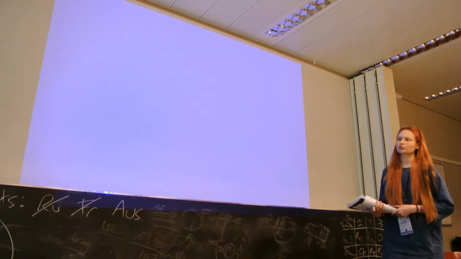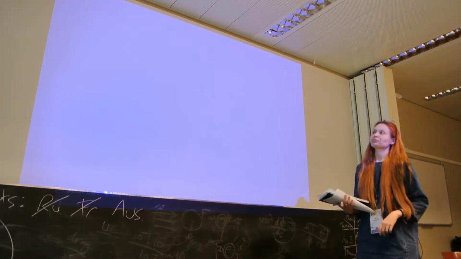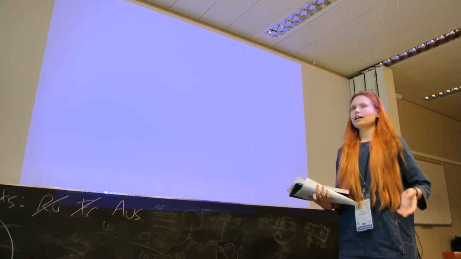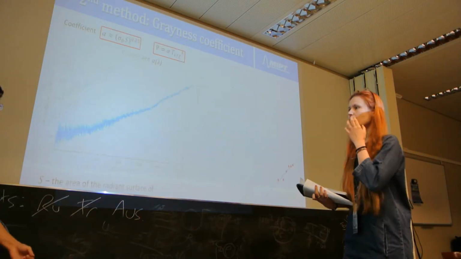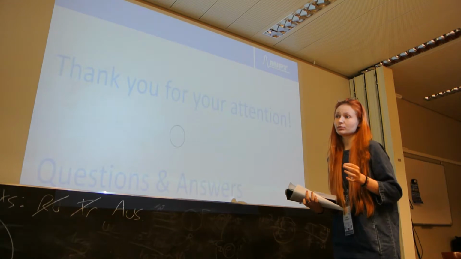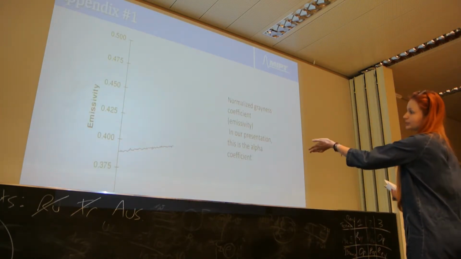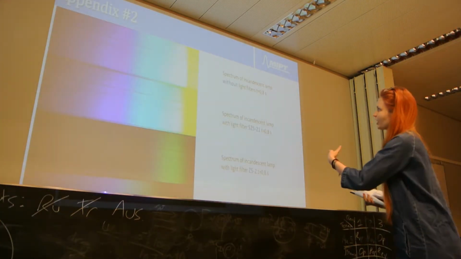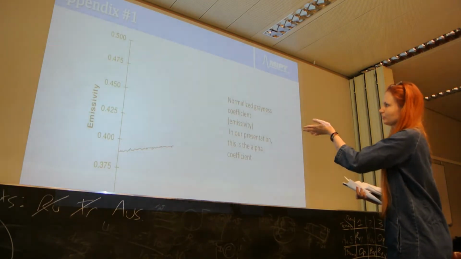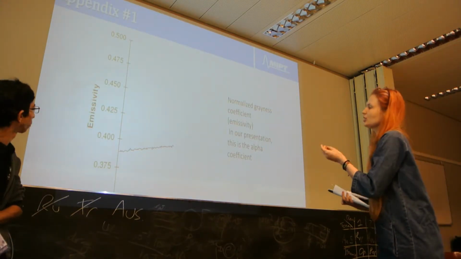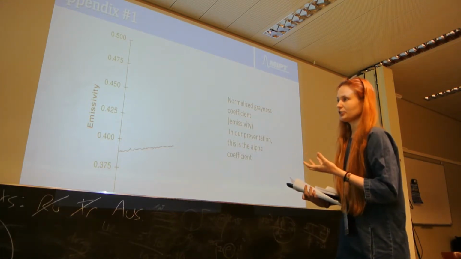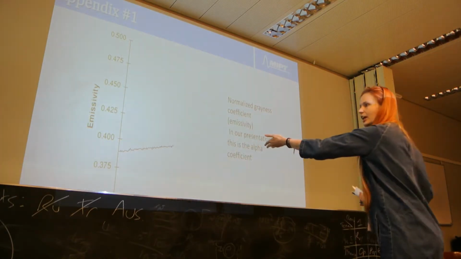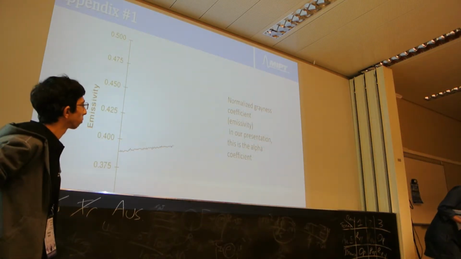Okay, I can see the appendix to my presentation. Firstly, I have theoretical curves of the graybody coefficient of our lamp, a tungsten incandescent lamp. It's this graph. And we have the alpha coefficient, the grayness coefficient, and it's correlated with this curve. Yeah.